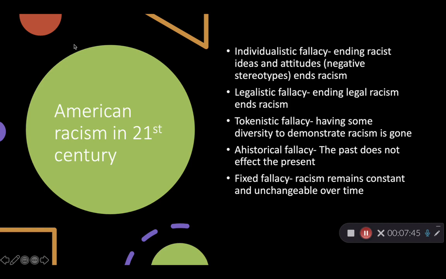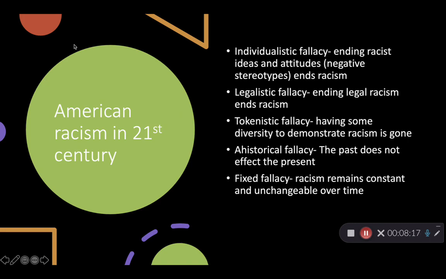The ahistorical fallacy is the idea that the past does not affect the present, but that's not true. Our present is built upon the past, and our past is the people that came up with these racist ideologies, and these have been culturally reproduced from generation to generation, and this is still continuing to this day. If prejudice and discrimination did not exist, you wouldn't find things like police brutality against non-whites due to prejudice and discrimination. The fixed fallacy is the idea that racism remains constant and unchangeable over time.